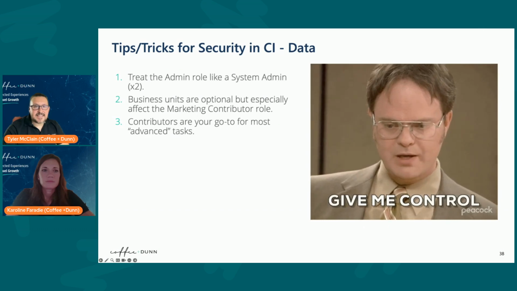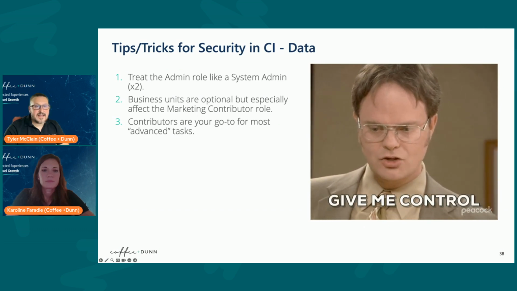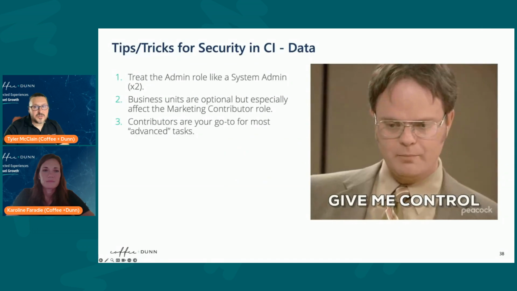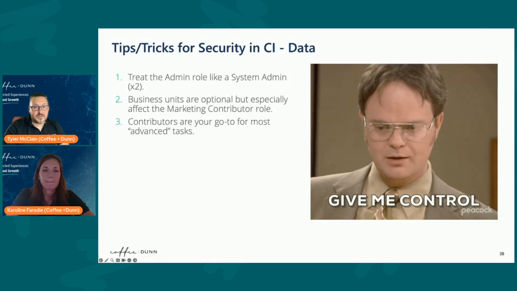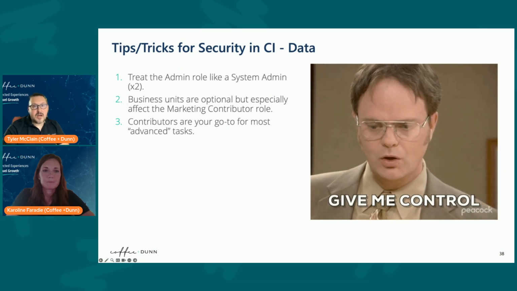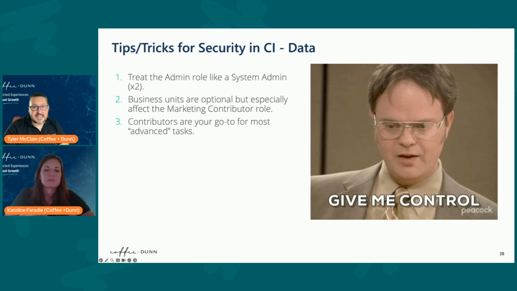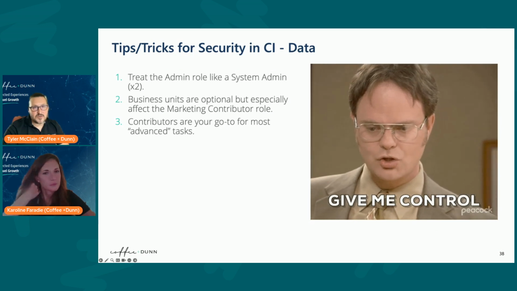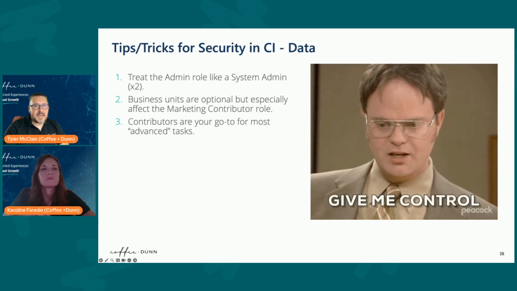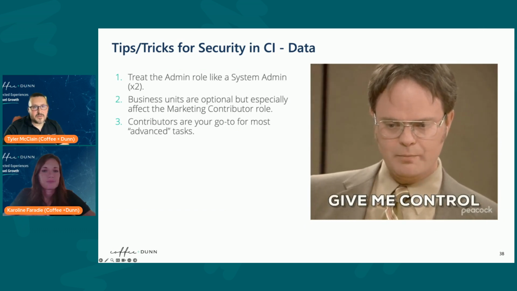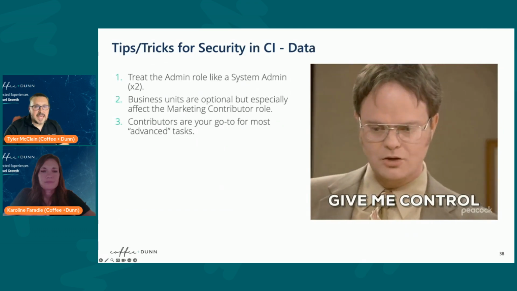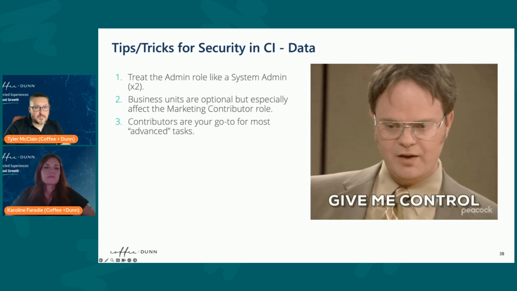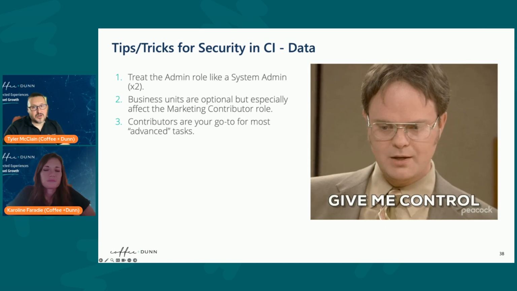And 3 is contributors are your go-to for most advanced tasks. So that marketing contributor role is really where a majority of your users will probably live in CI data, unless they're purely just someone that needs to see things. But those people that need to build segments and then use those segments to execute journeys in CIJ, they will need that contributor level access so that they can really execute their role and build those segments, build those measures so they can properly create those audiences to send out your communications.